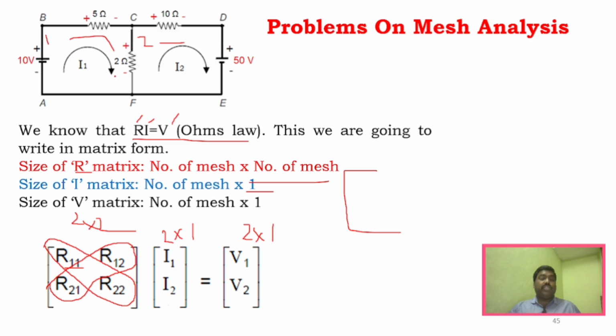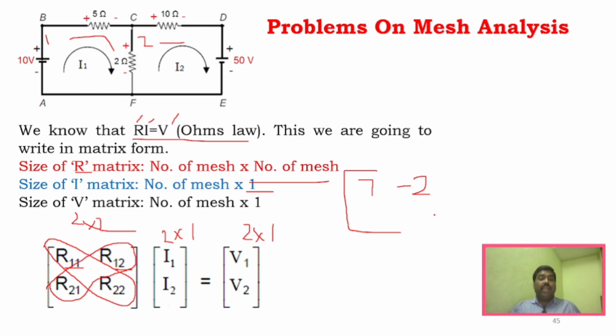Consider only this mesh alone. R11 is the sum of all the resistors in mesh 1, so it is 5 plus 2, 7. Right? And then R12. What is R12? What is the resistor that is common for mesh 1 and 2? It is 2. And since it is an off-diagonal element, it is always minus.